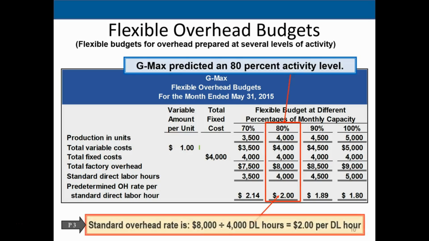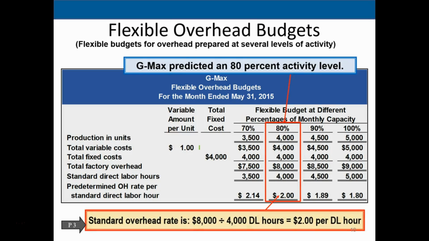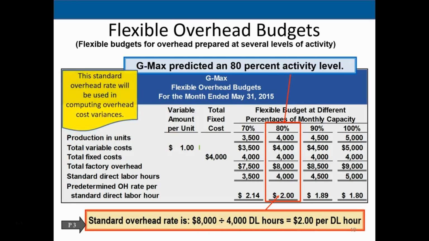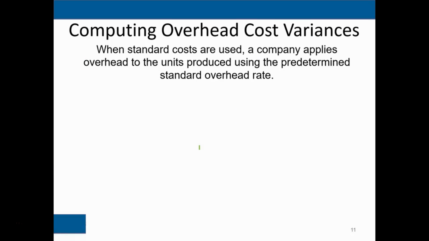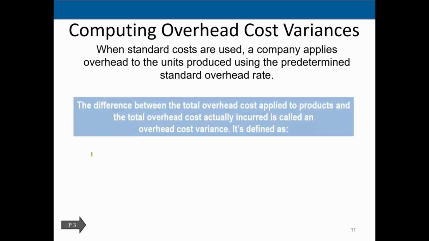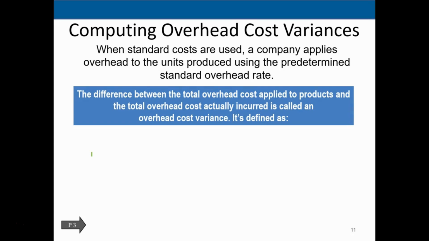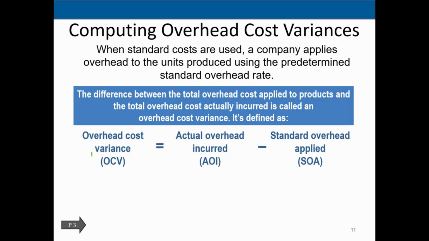So if we choose that rate, then the standard overhead rate would be the 8,000 divided by the 400 hours, or $2 per labor hour. So this standard overhead rate will be used in computing the overhead cost variance. So, computing overhead cost variance: when standard costs are used, a company applies overhead to a unit produced using the predetermined overhead rate. The difference between the total overhead costs applied to products and the total overhead cost actually incurred is called the overhead cost variance, defined as follows.